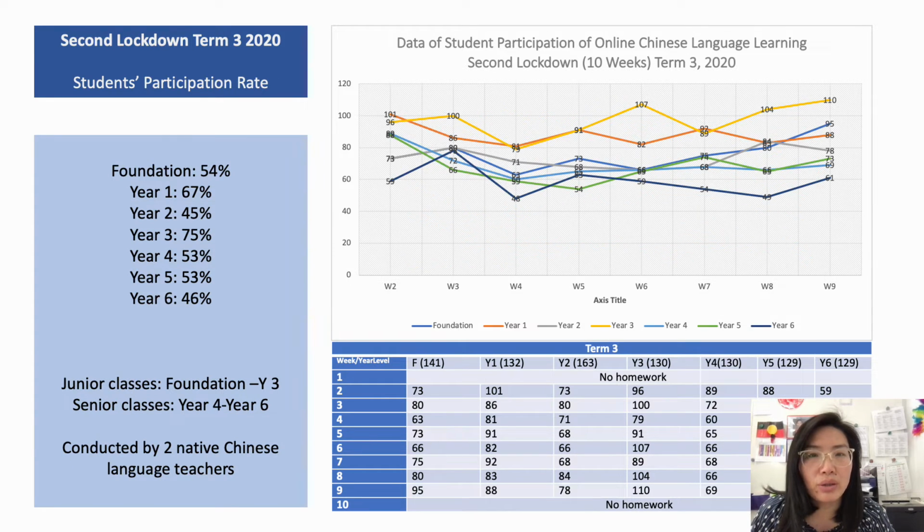During the second lockdown in 2020, in term 3, we experienced 10 weeks of lockdown. This was the data collected during that time. There was a big change compared to term 2. We can see from this data.